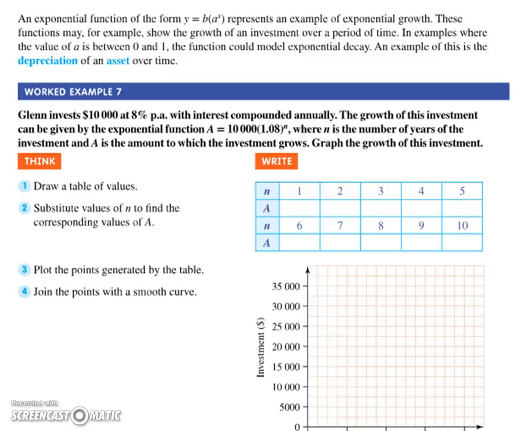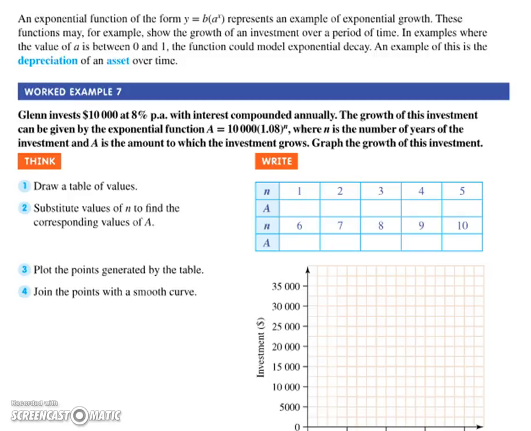All right, so in this particular example, Glenn invests $10,000 at 8% per annum with interest compounded annually. The growth of this investment can be given by the exponential function A equals P, so his principal was 10,000, the initial amount, times 1.08, that's the 1 plus r. Happy with that? Because the r would be 0.08, so 1 plus r would be 1.08. And then the n is the number of years.